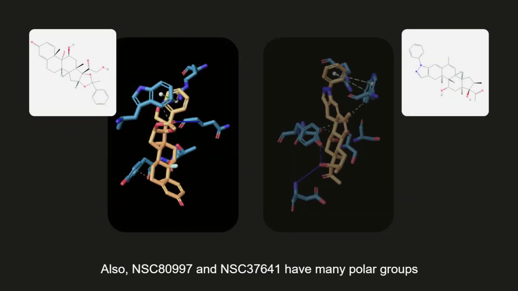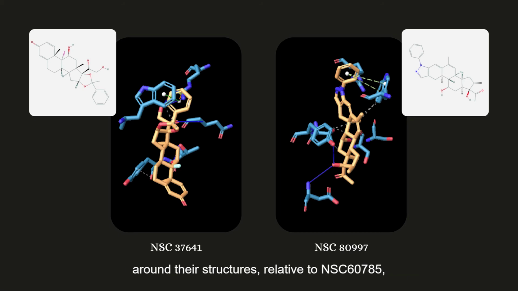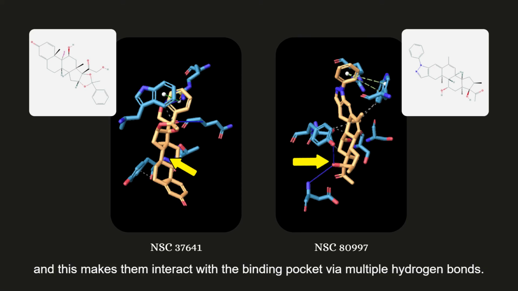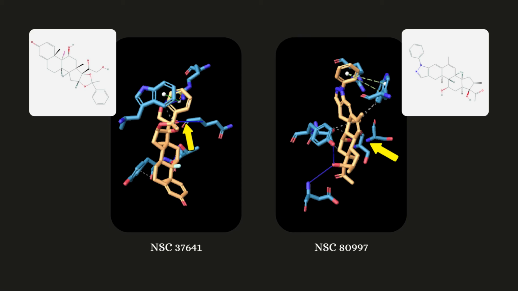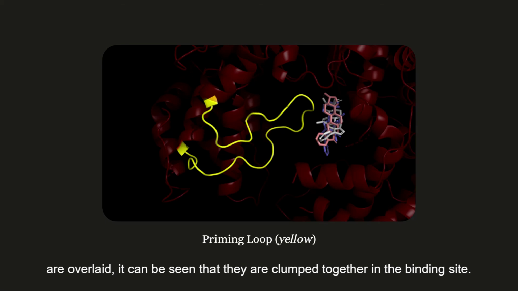Also, NSC80997 and NSC37641 have many polar groups around their structures relative to NSC60785, and this makes them interact with the binding pocket via multiple hydrogen bonds. Due to their similar interactions, when the pose pictures of the sterane ligands are overlaid, it can be seen that they are clumped together in the binding site.